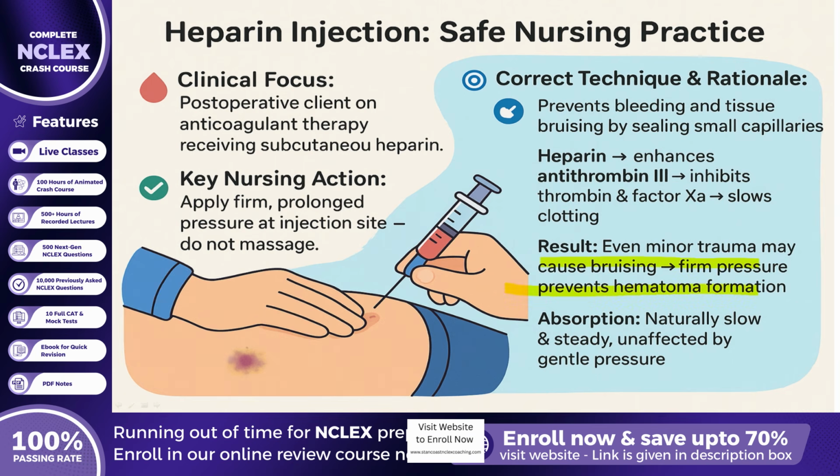Heparin works by enhancing the activity of antithrombin III, which inhibits thrombin and factor Xa, thus slowing the clotting process. Since this decreases the body's ability to form clots, even minimal trauma at the injection site can lead to visible bruising or bleeding. Applying firm pressure for a few minutes helps achieve hemostasis without affecting the rate of absorption, since heparin's absorption is naturally slow and steady through the subcutaneous tissue.